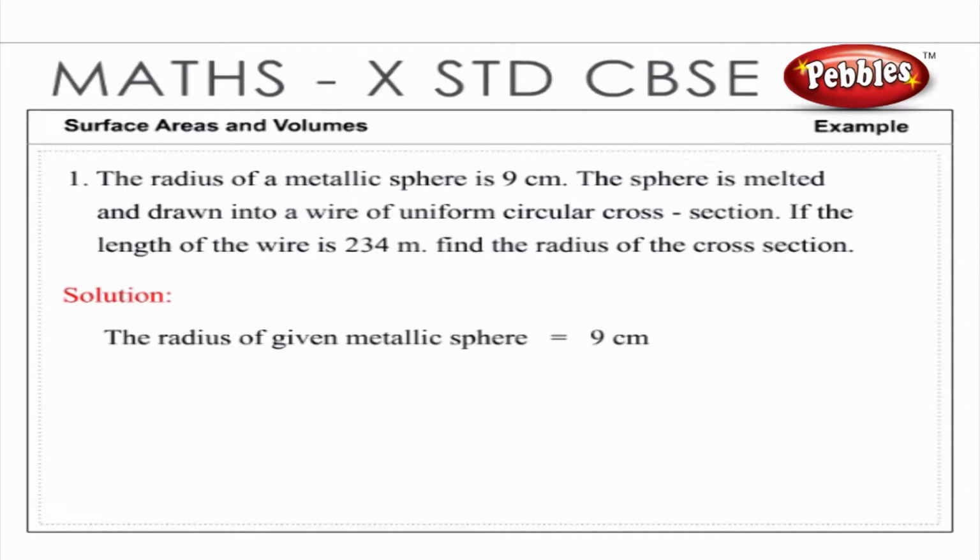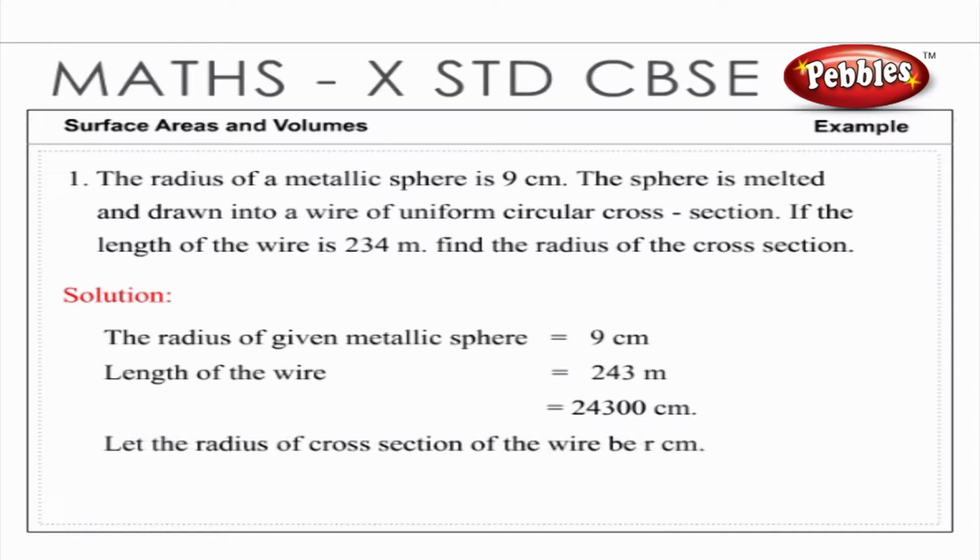Solution. We are given that the radius of the given metallic sphere is equal to 9 cm and length of the wire is equal to 243 meter, that is 24,300 centimeter. Let the radius of the cross section of the wire be r centimeter.